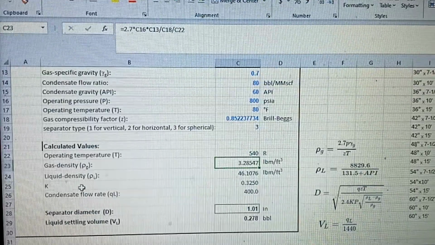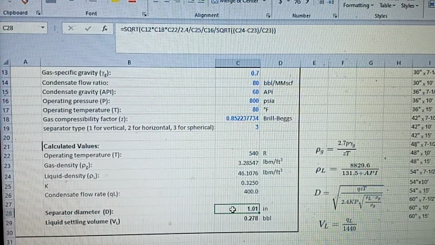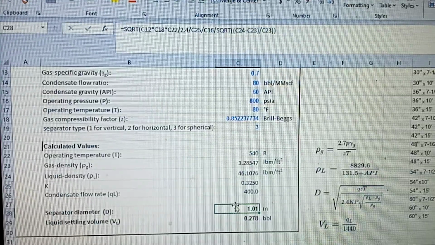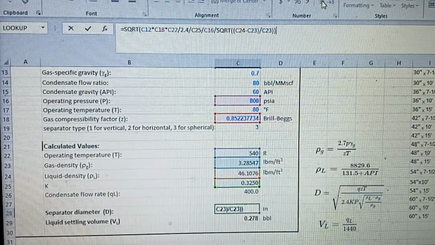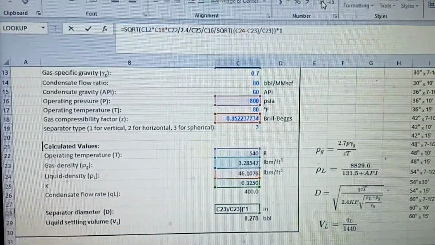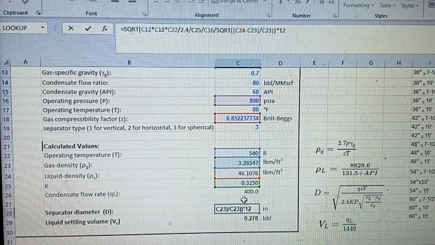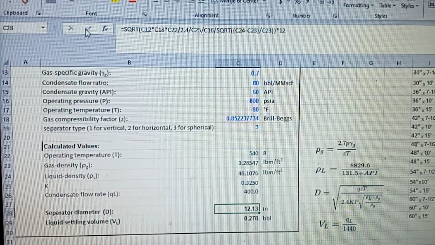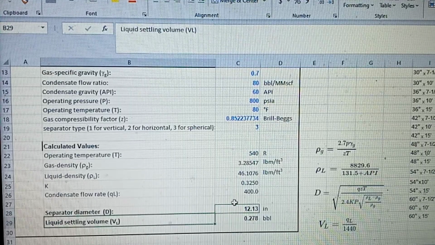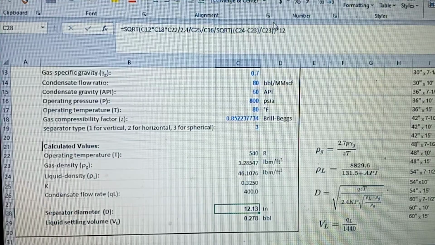3.28. Now you see. Oh, I didn't finish this. This is feet. The separator diameter I calculated as feet. Then after I close the square root bracket, I have to do star 12 to convert it to inches. Don't forget that when you are talking about the diameter, you have to finish it by star 12. So now this one is okay. So that is the formula there. You can read it.